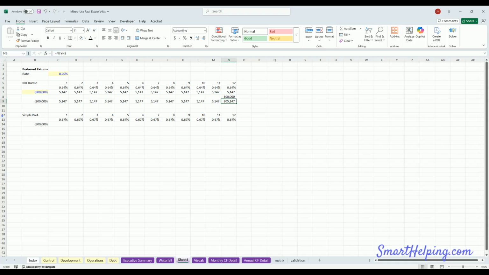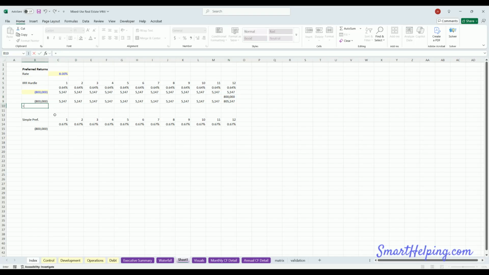Okay. Now, I believe this has to be in the 12th period. It might be the 13th. Let's double check real quick. So the actual IRR we get. And to do this, you can either do an XIRR and have the actual dates here of each month, or you can just do IRR of each period of the cash flows. And that's the monthly rate.